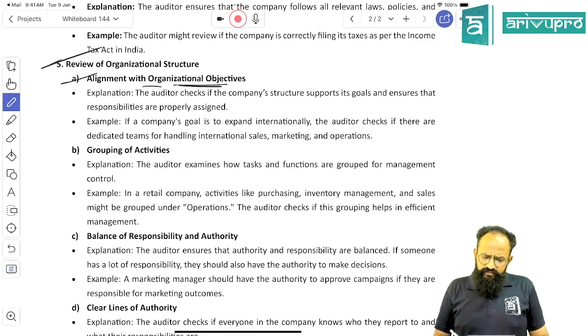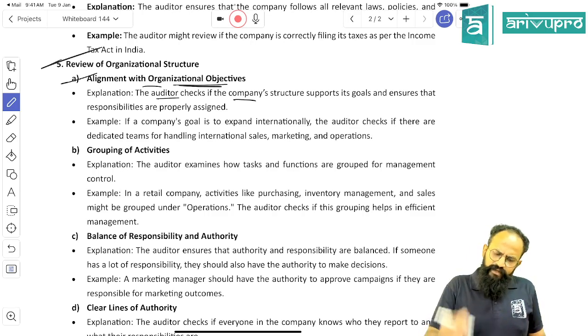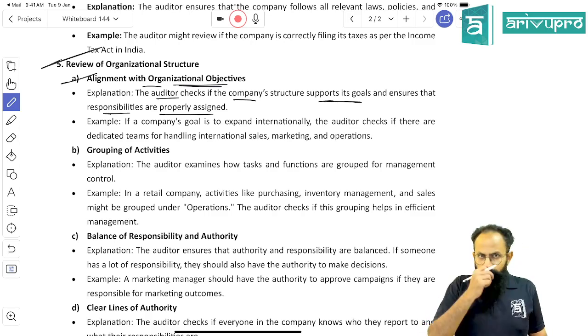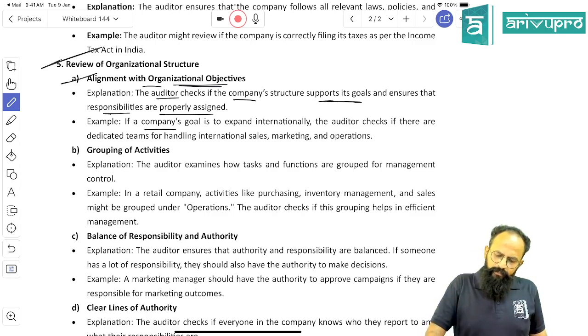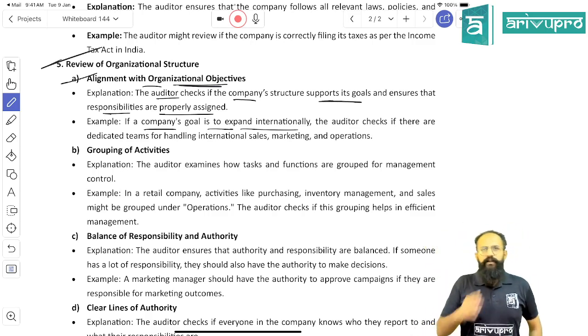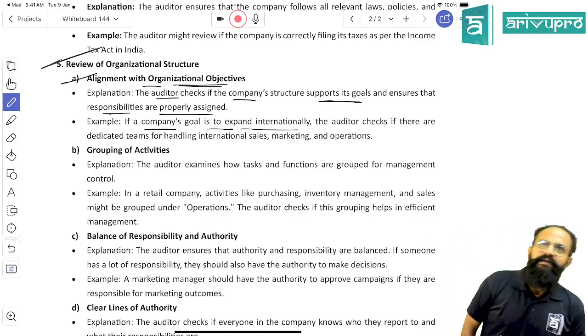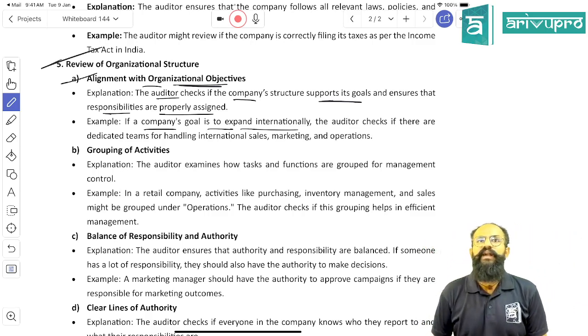Now for example, people, see here. The auditor checks if the company's structure supports its goals and ensures that responsibilities are properly assigned. Example, if the company's goal is to expand internationally. So if you look at the company's goal for the current year, they would have said, we want to expand our operations to, for example, Canada.